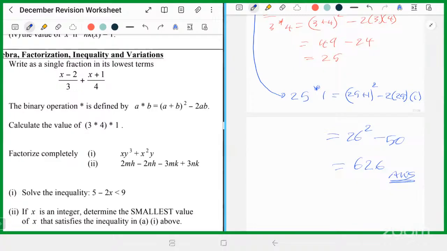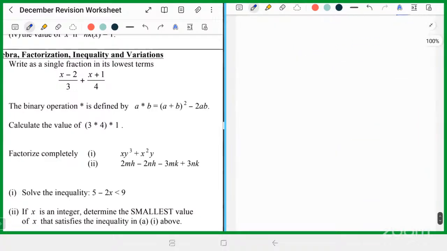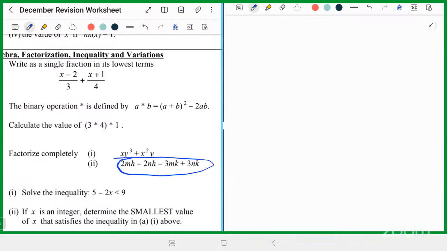Are you alright with that? Yes, sir. Alright, good. Go and redo them if you didn't get them right, guys. This one wants us to factorize these two things. This is like a simple common factor. This is like a factorization by grouping. Let's see common factor first.